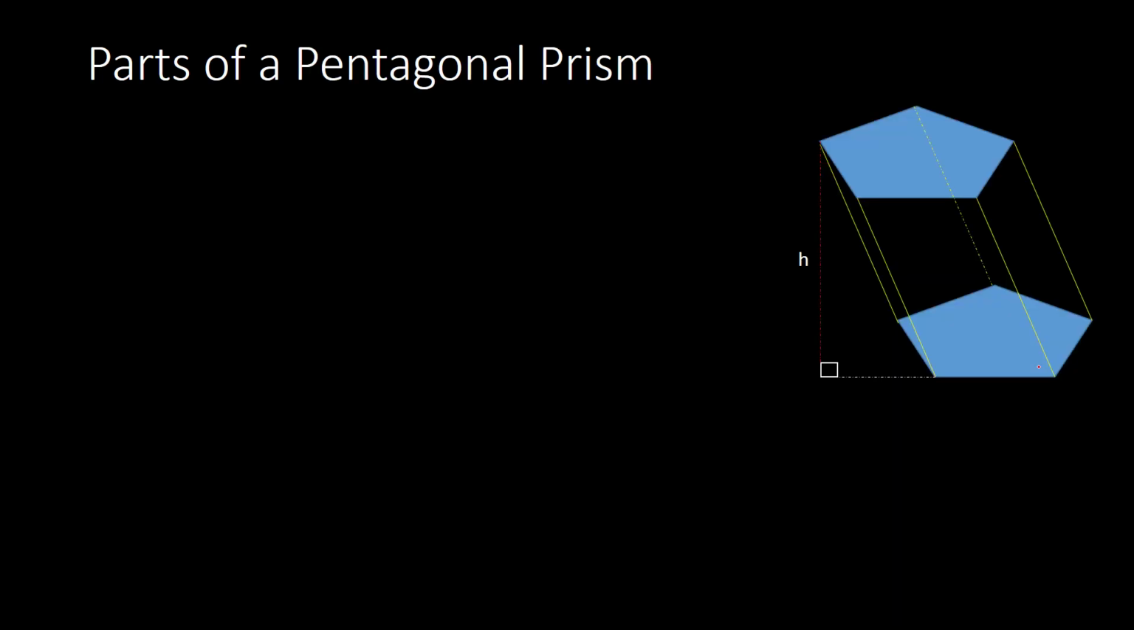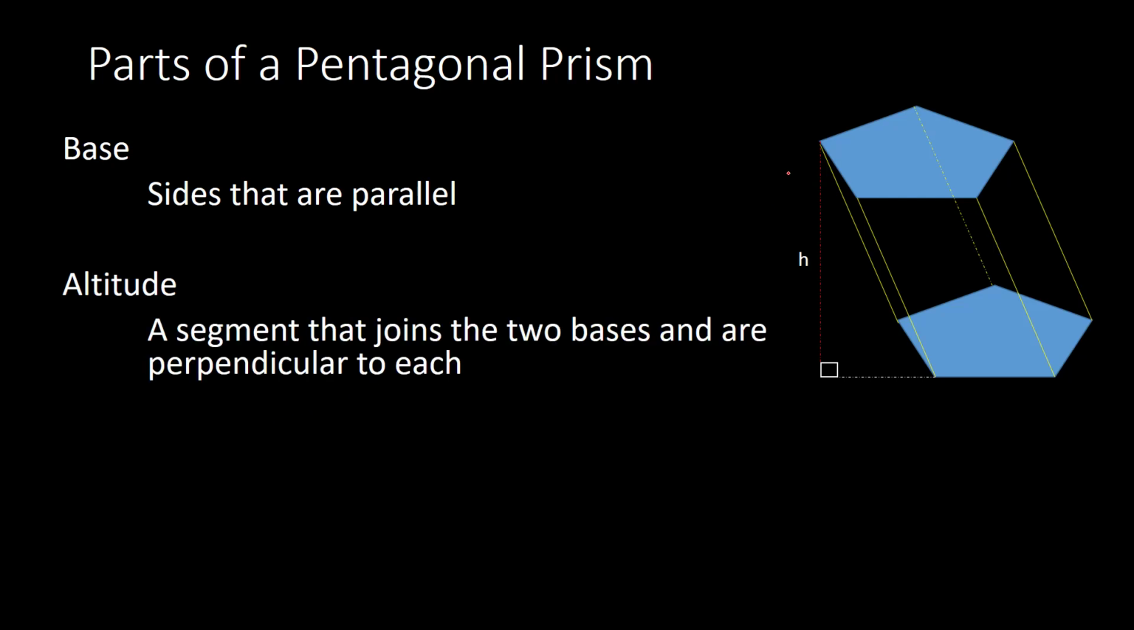And then with a pentagonal prism, still the same terms, but now in the context with a pentagon. The base would be the parallel sides, so in this case would be the pentagons. The altitude would be the segment that connects the two bases, and in this case that would be the red line going from the top base to the bottom base. And the bottom base we had to extend a little bit to make the altitude actually hit both bases, but this red line would be the altitude. And then the height is the length of the altitude, or the distance from base to base.